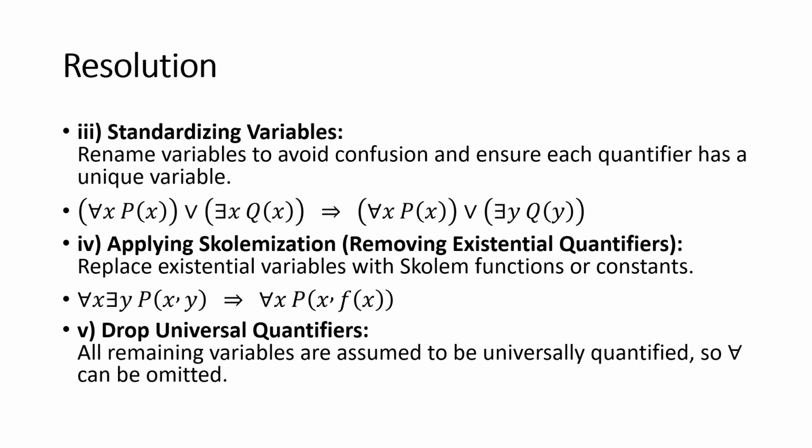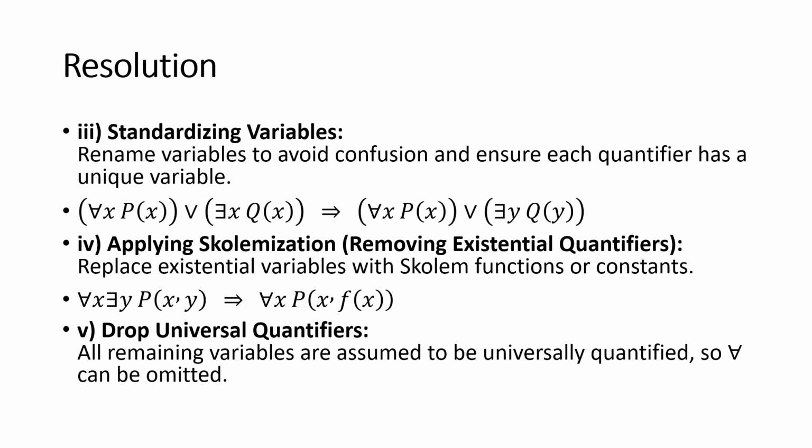The next one is applying the Skolemization method. Skolemization means we can remove the existential quantifier. We call the replacement a Skolem function or constant. The Skolemization process generally deals with the existential rule, so we replace the existential quantifier. We can look at the example.